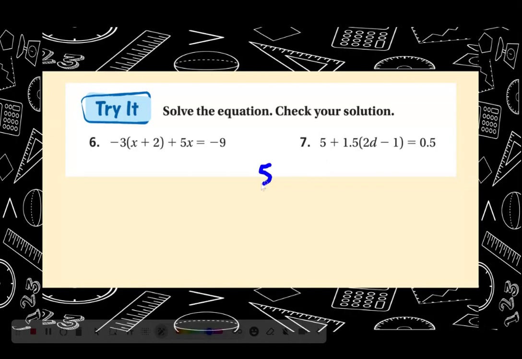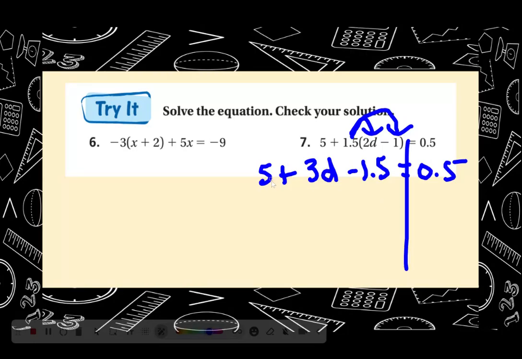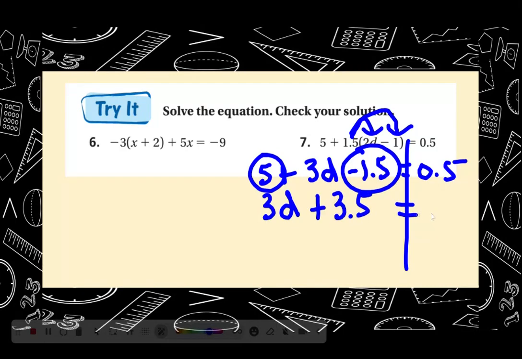So number 7, 5 plus 1.5 times 2d is 3d. And then 1.5 times -1 is -1.5 equals 0.5. Are there any like terms? Yes, I'm going to bring down the 3d. I see 5 minus 1.5. So 5 minus 1.5 is 3.5, positive 3.5. Equals 0.5.